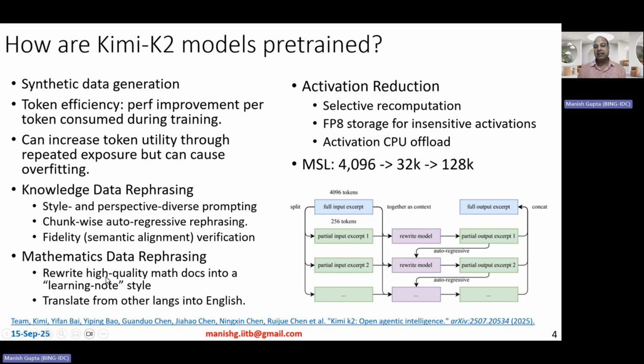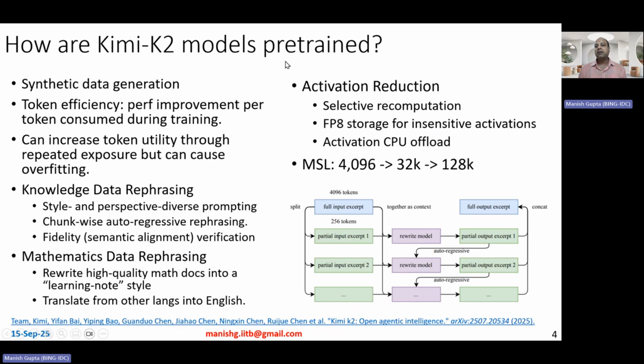Now, the math data is rephrased in a different way. They rephrase high quality math documents into a learning note style format. That obviously augments the original data set and therefore leads to improved token efficiency. They also translate. Translation is another way of rephrasing, and they translate important high quality math documents from other languages into English.